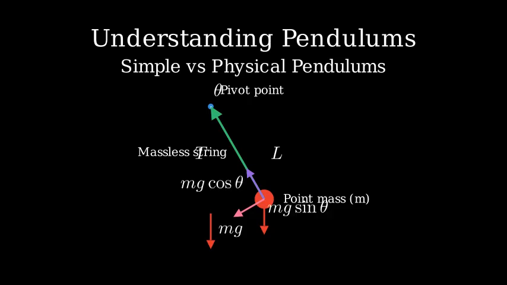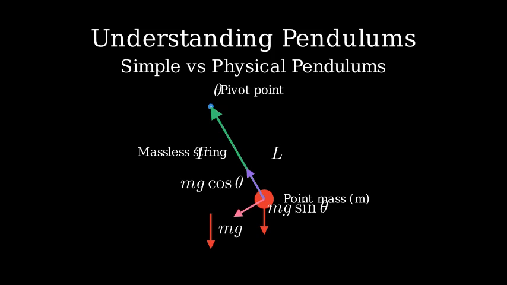For small angles, the restoring force is approximately proportional to the displacement. This leads to simple harmonic motion, which gives us these important equations. The angular frequency omega equals the square root of g over L, where g is the acceleration due to gravity and L is the length of the pendulum.